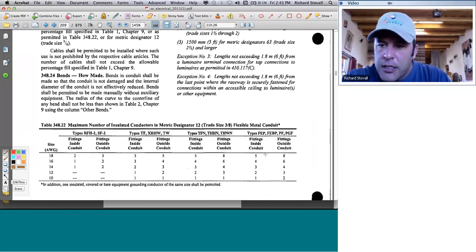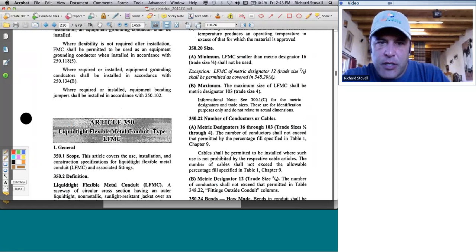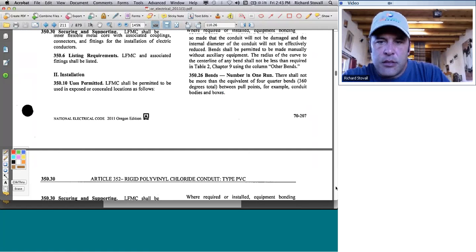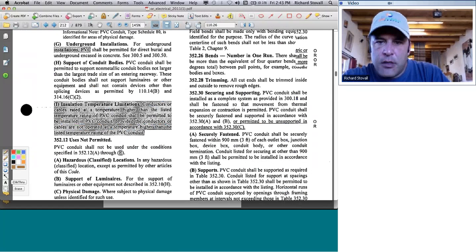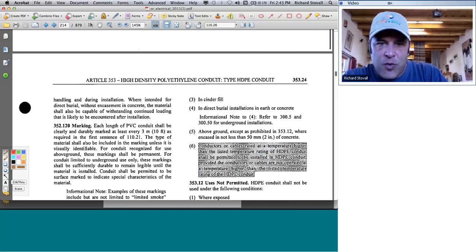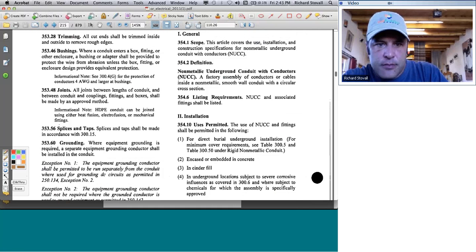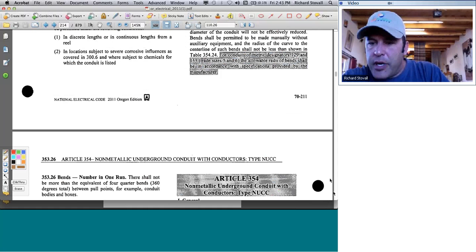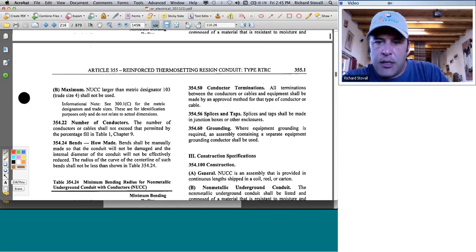All right, number of conductors that can be used. Liquid type flexible metal conduit. Okay. ABC, which we've already been through. So far, I'm not seeing the thermal coefficients for these other types. It's been a while. So high density polyethylene conduit. Non-metallic underground conduit. Okay. RTRC.